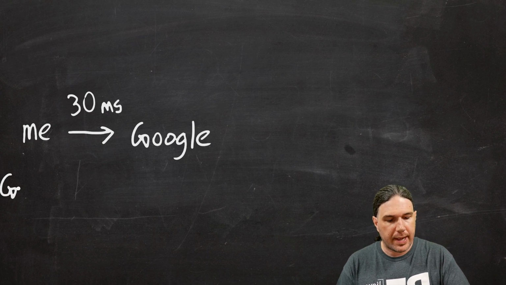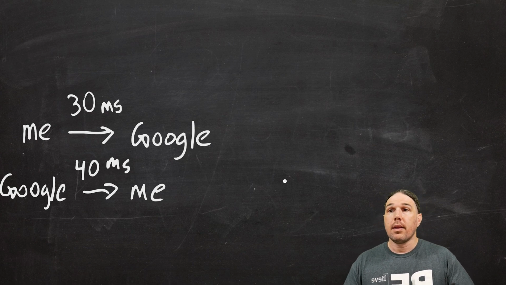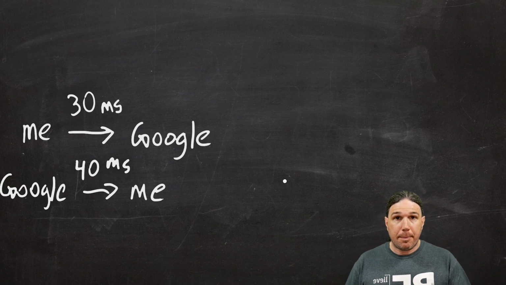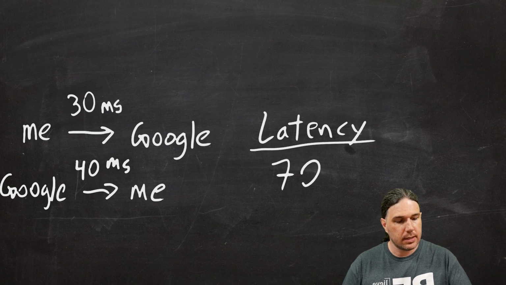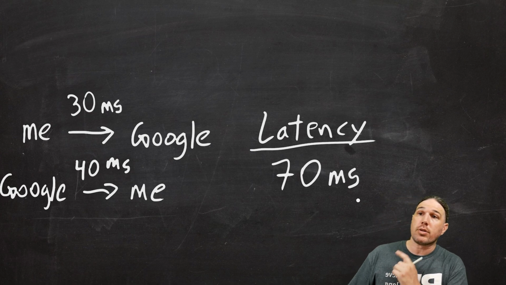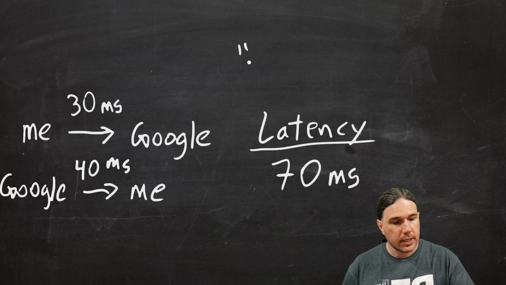And then let's say Google gets back to me with a result in 40 milliseconds. The entire round trip of the packets, we'll talk about that later as well, that are going back and forth, 30 milliseconds there, 40 milliseconds back, my latency is 70 milliseconds. The amount of time that it takes information to go out and get confirmation back is your latency, otherwise known as your ping time.